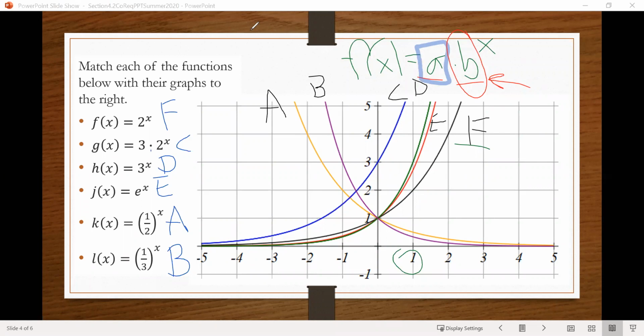Let's also think about if we can reason through that. Remember the number e is equivalent to about 2.718. So if we plug in 1 for x there, we'd have e to the first, which would be e, or 2.718, which means this graph should pass through the point 1, about 2.718, and it looks like it does. Okay. So our matching here gives us F, C, D, E, A, B. And again, notice we did that without the use of a calculator.